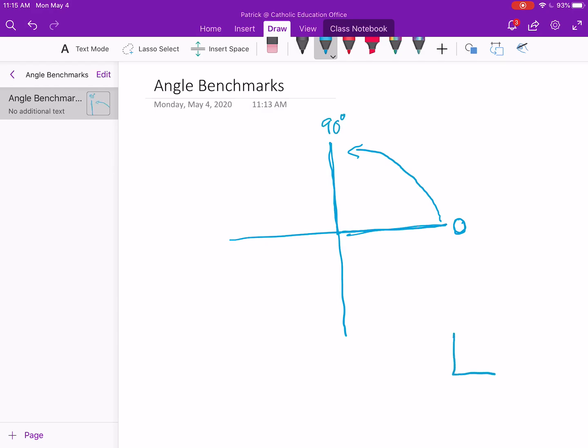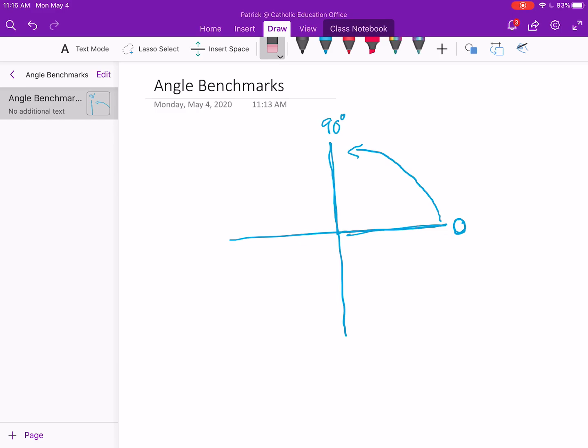90-degree angles are those perfect angles that look like a capital L or an uppercase L. Not like this, that's not a capital L. Straight, and it's that perfect angle like that. That's why it's called the right angle. So we have the 90 degrees.